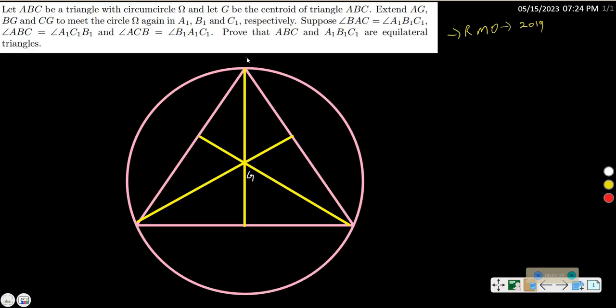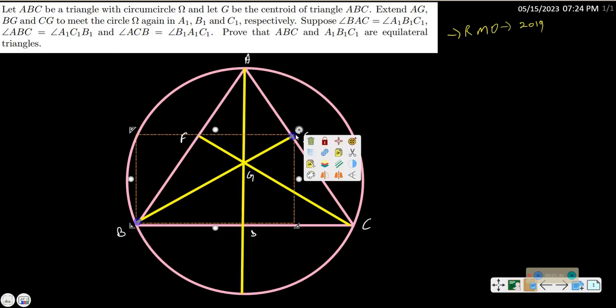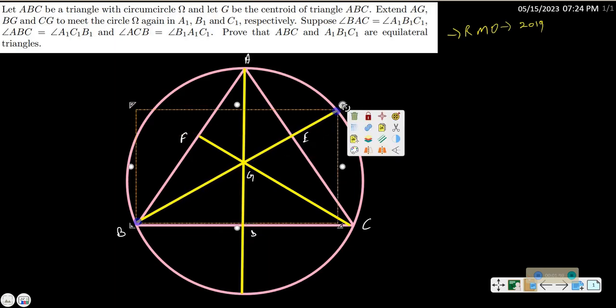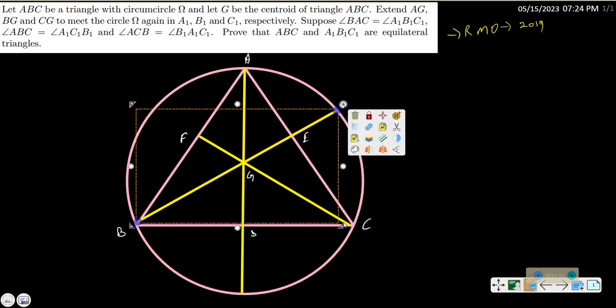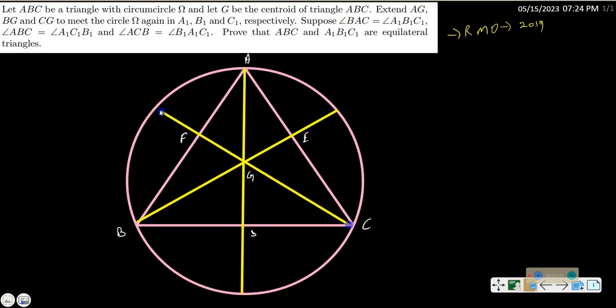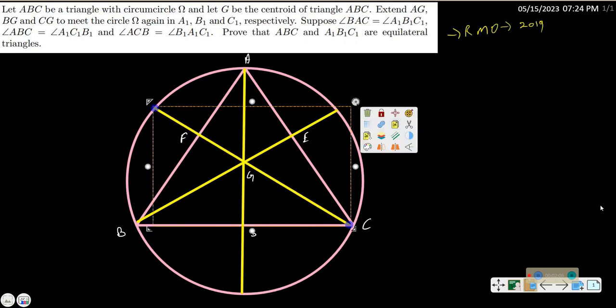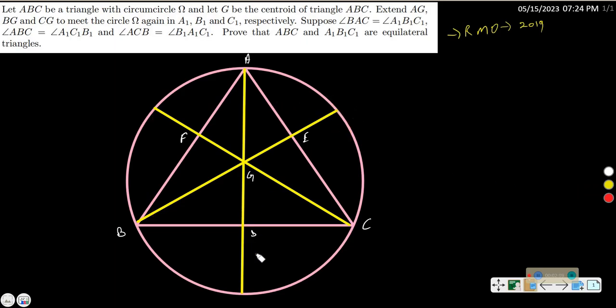Let these points be D, E, and F. Now it is saying that extend AG, BG, and CG to meet the circle omega again. So first of all, let's extend all these, extending this till here, this till here, and this point till there. Let's label these points as A dash, B dash, C dash.